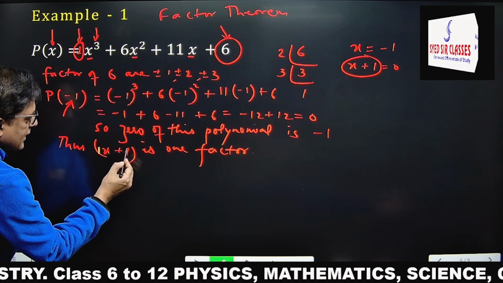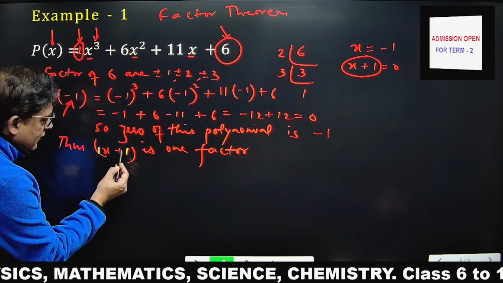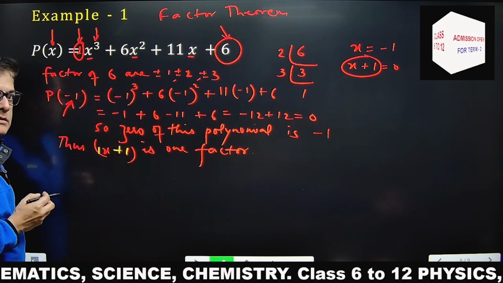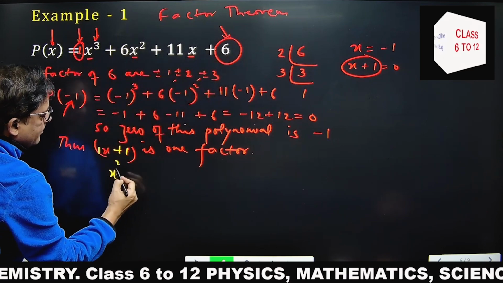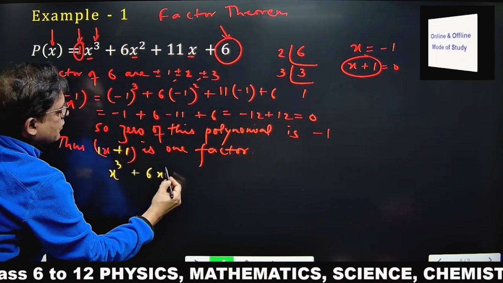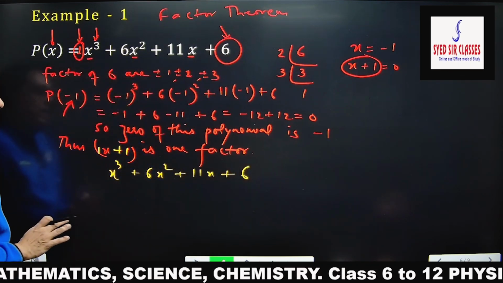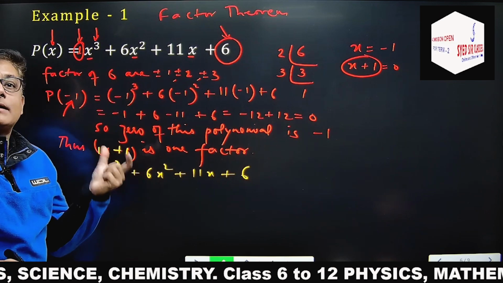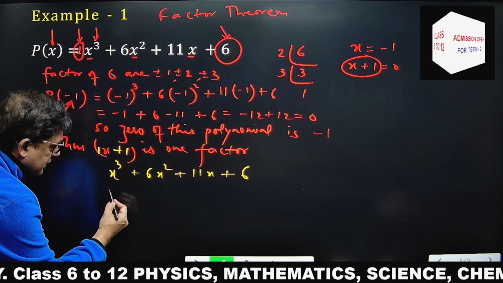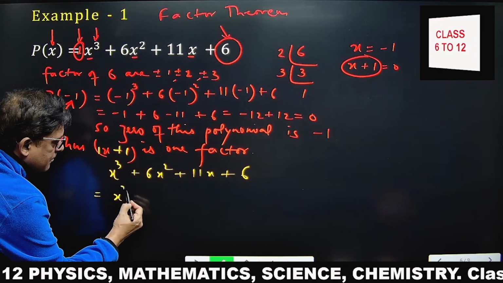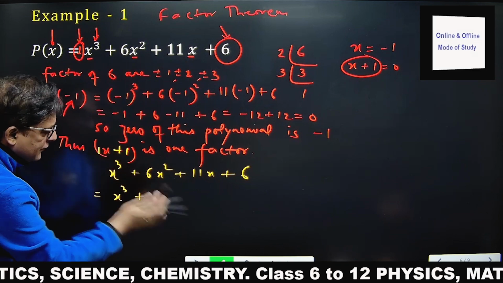The coefficients 1 and 1 of this factor are the same. In the middle it is plus. So I'll write this whole given polynomial x cube plus 6x square plus 11x plus 6. And now I'll get this x plus 1 factor as common throughout this polynomial. How to do this? Write the first term as such. Then the next term you write on the basis of x plus 1.